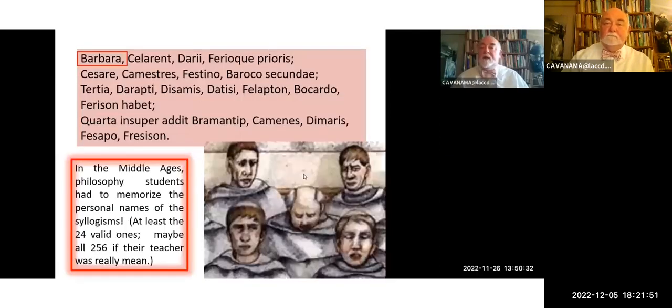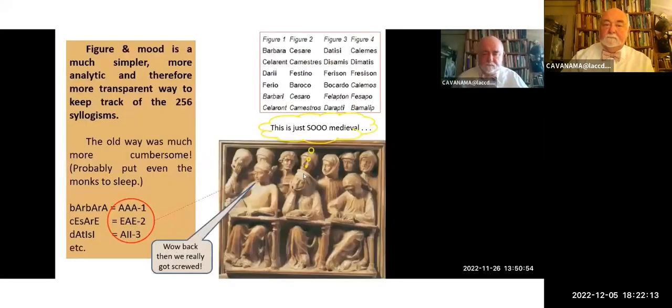And the reason I mention this is because in the Middle Ages, if you were a logic student, yes, you had to memorize at least the personal names of the valid ones, but each and every one, including the invalid ones. Of course, there are many, many, many more invalid categorical syllogisms than there are valid ones. But still, that's a lot of names to memorize. Figure and mood, which is what we do in the modern era, is a much simpler, much more analytic, much more transparent way to keep track of all 256. Okay? Probably would even put the monks to sleep.